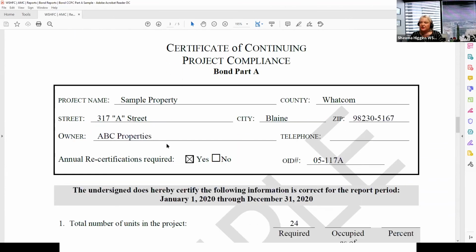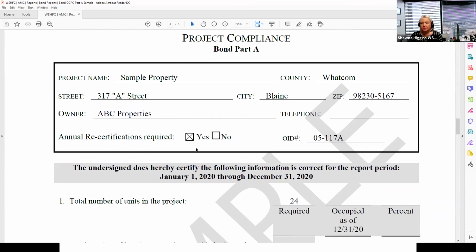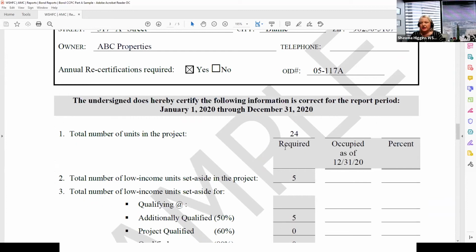So here's a copy of the bond Part A. The top part is just about the property itself. And then you come down here, and this is going to be sent out, and it's going to be filled out pretty much for you with what we have on file.